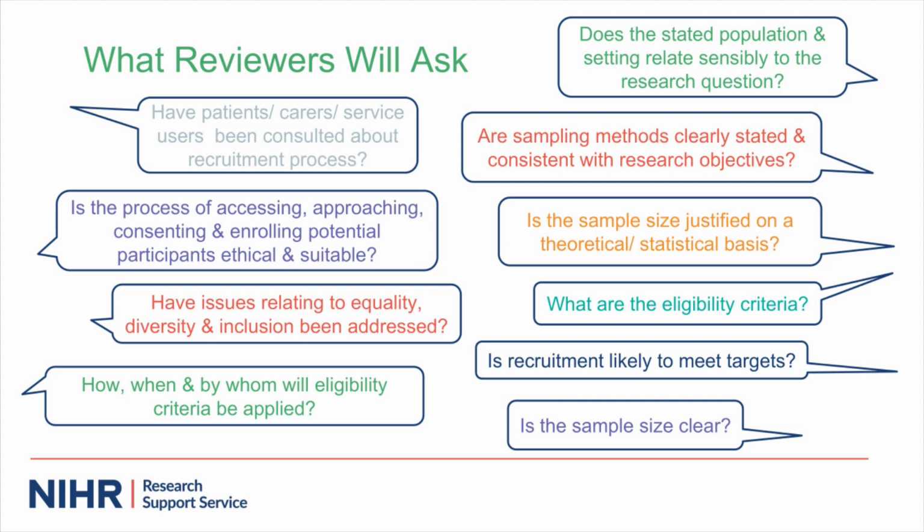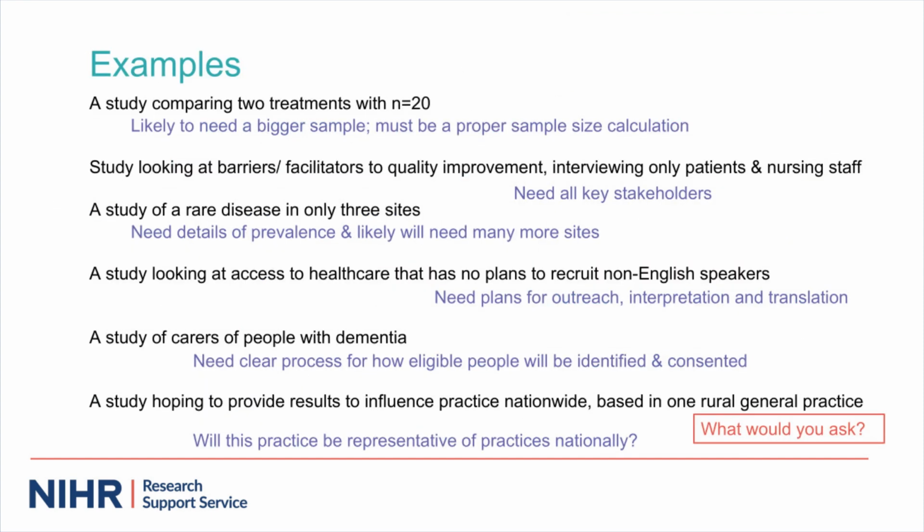This is tremendously important. Have issues relating to equality, diversity, inclusion been addressed? A very big issue now with the NIHR. They would really rather see you spend some of their money on ensuring EDI than ignoring it or saying, no, we've got to have people who only speak English in our study. So they'd rather see you spend resources on outreach and making sure that research is equally accessible to everybody.